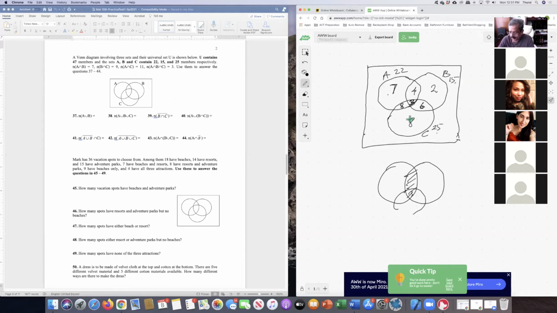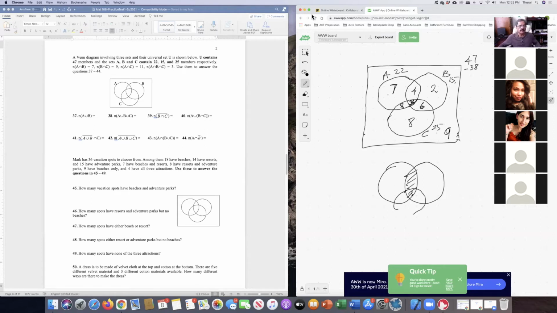Finally, to find the outside of the 3 circles, I can add up everything inside the 3 circles. So that's 25, 32, 36, 38. I'm getting 38, and the universal set has 47. So I take away 38 from that. That gives you 19. No, 9 actually, sorry. 9 elements outside. So now we have all the sections, so we can answer all those questions.